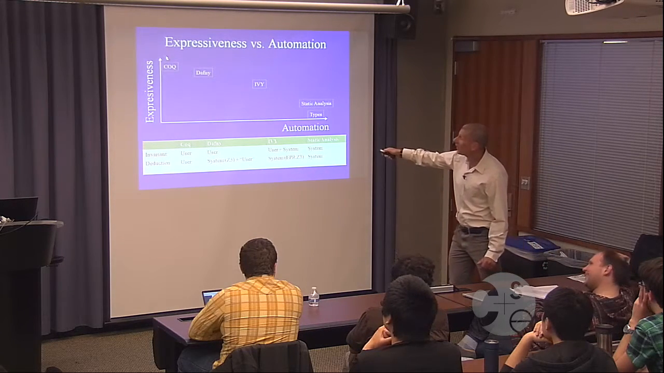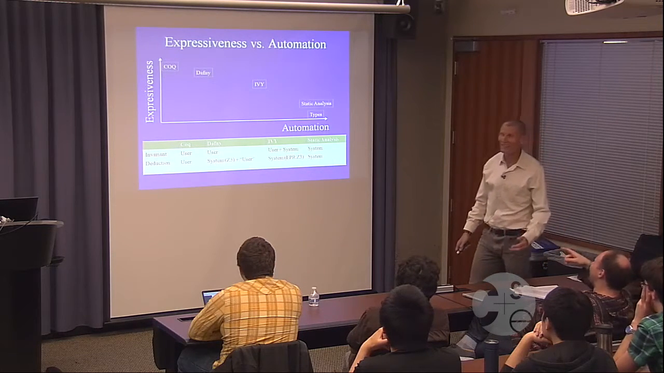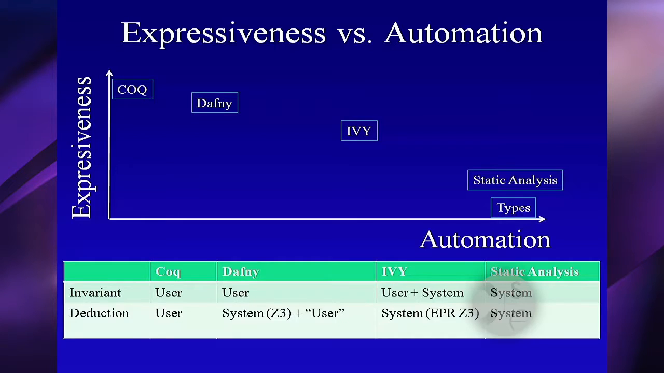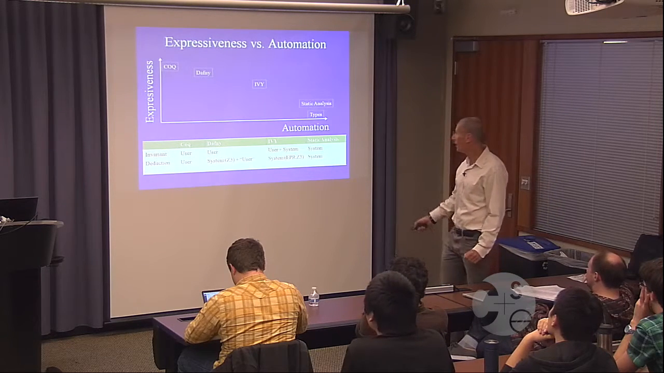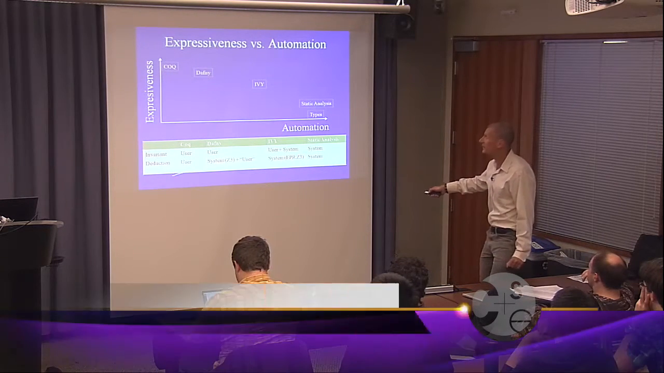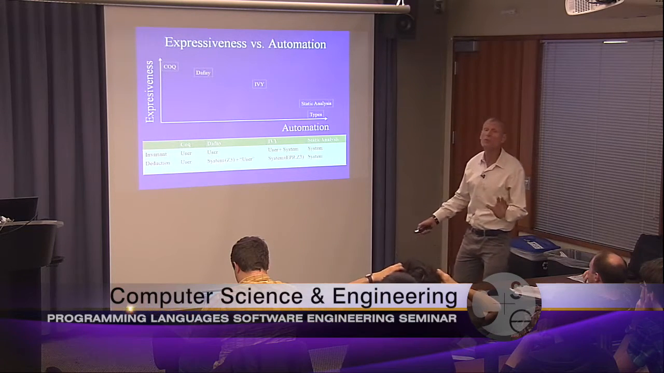And then it seems like Zach likes to work here. Okay? This is beautiful. It's a great graph. So Coq is very expressive, but it's very manual. You have to write the invariant by yourself. You have to prove the induction yourself. So you have to do everything yourself. Dafny goes one step further in the sense that you write the invariant, but the system automatically tries to prove the inductiveness. Although, as I say, sometimes it can fail.